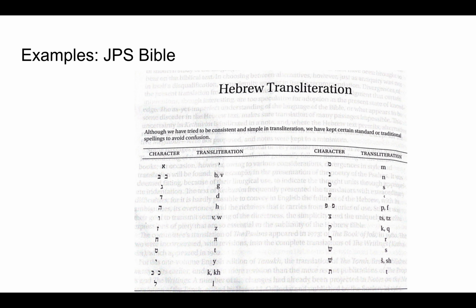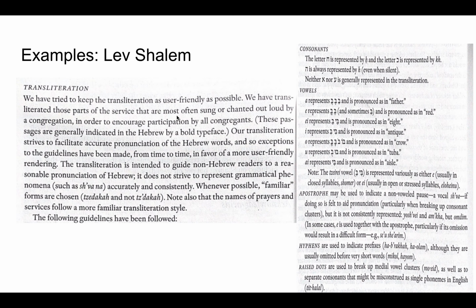I'm going to skip over this and just show some examples. This comes from the JPS Bible, which is a pretty standard transliteration system. You can see here on the screen. This is just to show you different proposals that I've seen throughout different aspects of life and study. Here's Lev Shalem, which is a common Siddur or prayer book. You can see some of the ways that they've transliterated here.